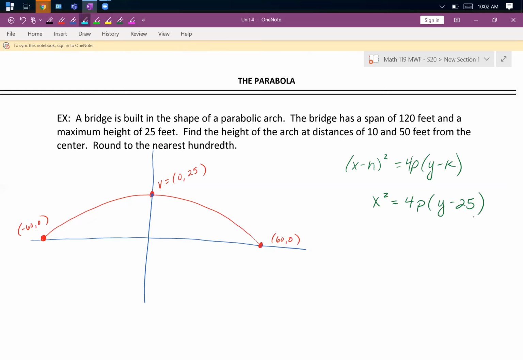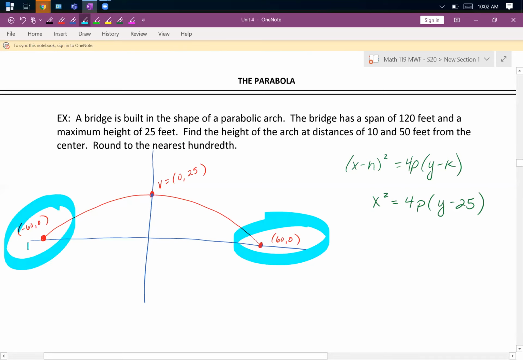And now it's time to find p. This is just like the last one we did with the suspension bridge, where to answer our question, we need our full equation. So we need to figure out our p-value. We'll find our p-value by plugging in one of these other ordered pairs. And then once we have our equation, we'll plug numbers in to answer the question. As always, I'm going to choose the one with all the positives.